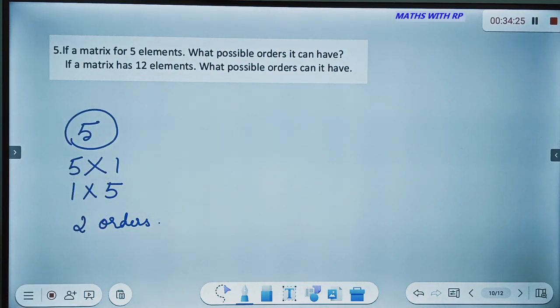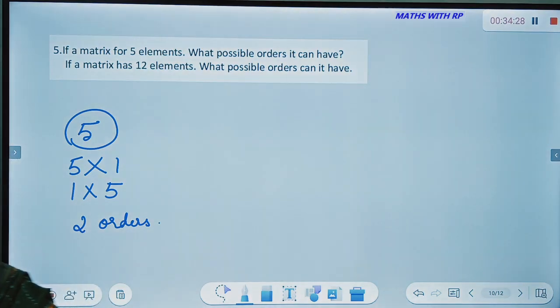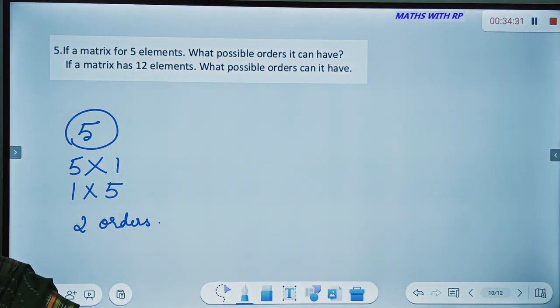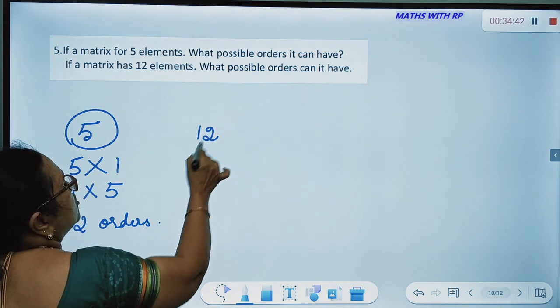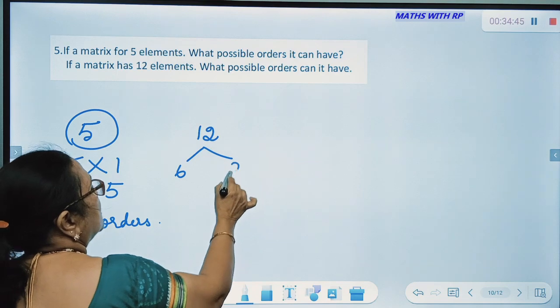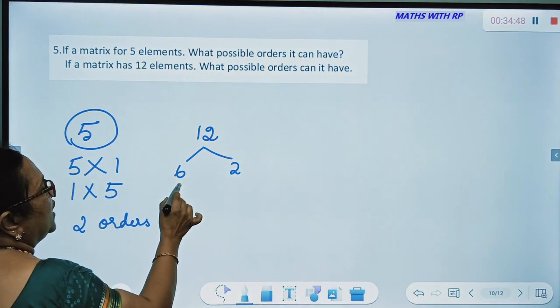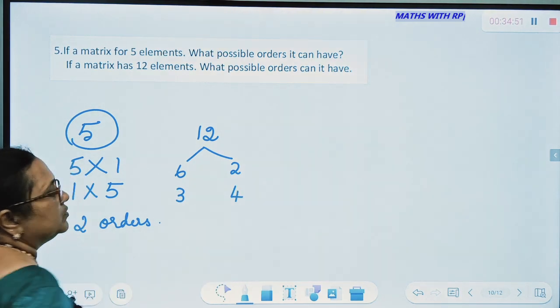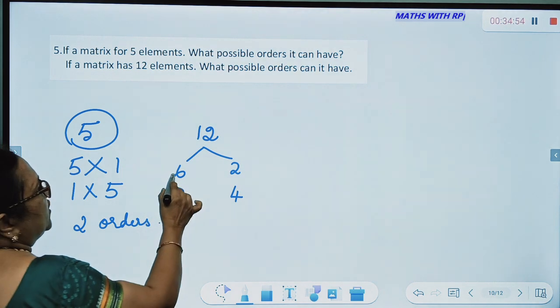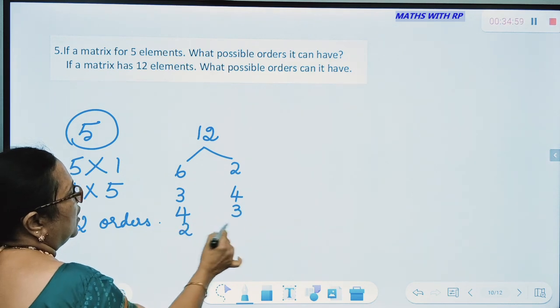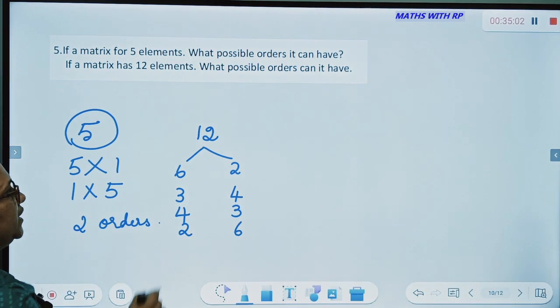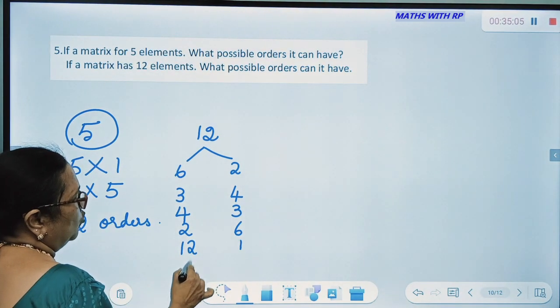Because whenever you have 5, or say for example 13, a matrix has 13 elements, how many orders can it have? It can have only 2 because it cannot be factored, right? So it can be either 13 into 1 or 1 into 13. If a matrix has 12 elements, what possible orders can it have? 6 and 2, right? Or you can have 3 and 4. So it has got 6 rows and 2 columns. You can have 4 and 3. You can have 2 and 6. And then you can have 12 and 1, 1 and 12.